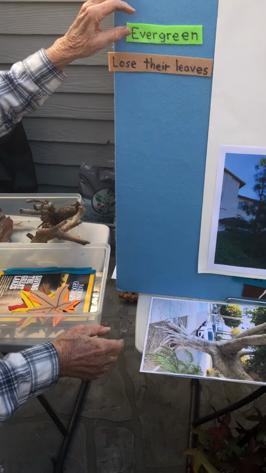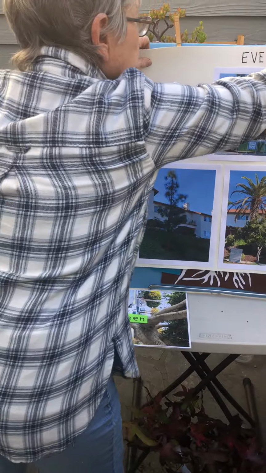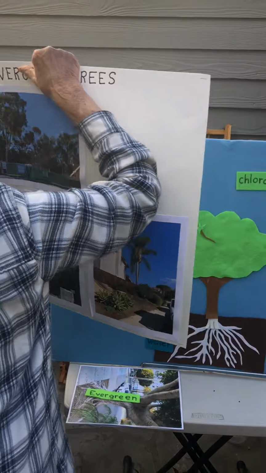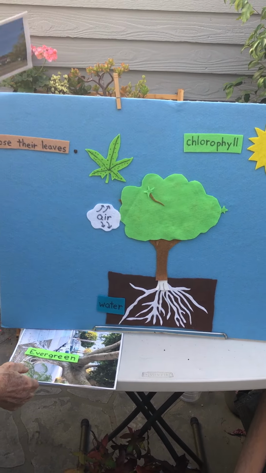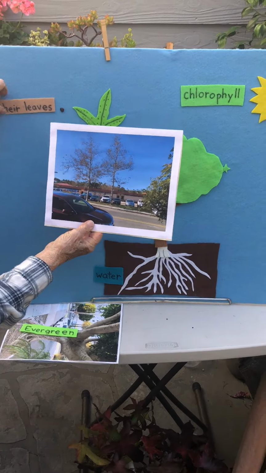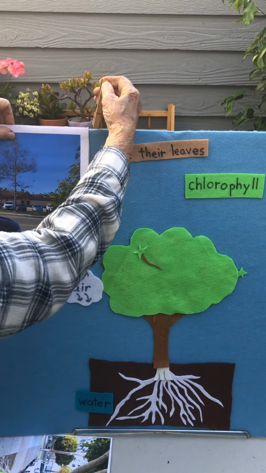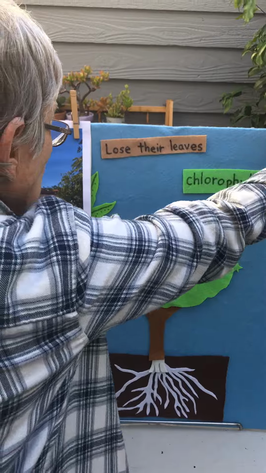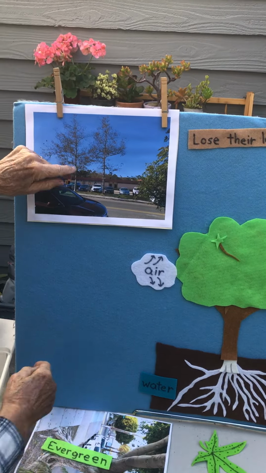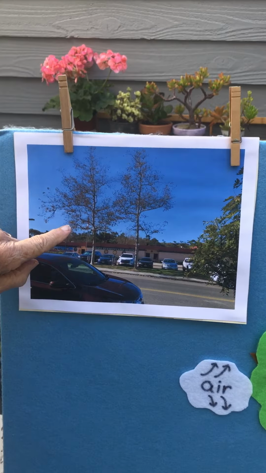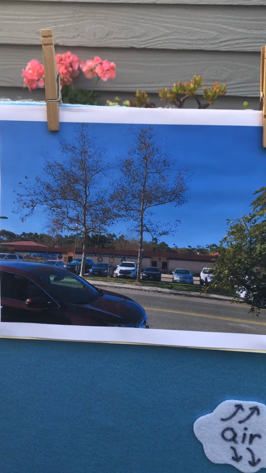So we've been talking about evergreen trees, and I'm going to move this. Because there's one more tree in front of the school that I want you to see. It is a tree that loses its leaves. In fact, there are a lot of these trees, not just one. A tree that loses its leaves in the fall and the winter. There are lots of these in front of the school. I don't know if you can tell here, but they are losing their leaves. And they fall on the ground.